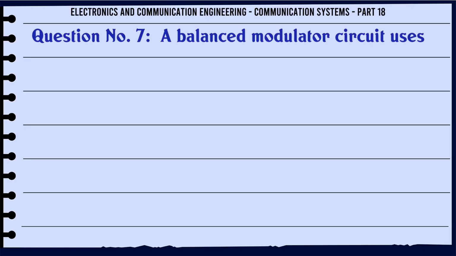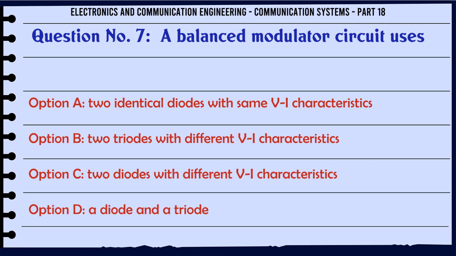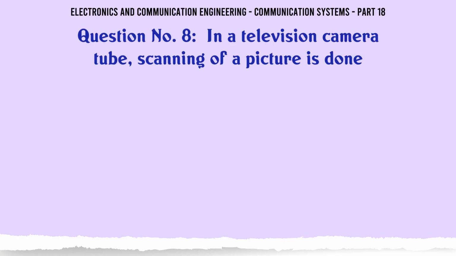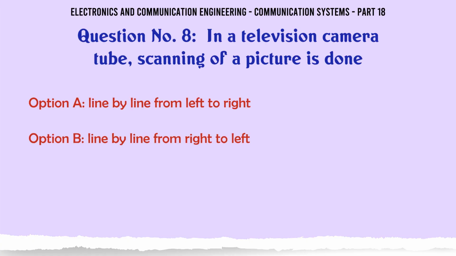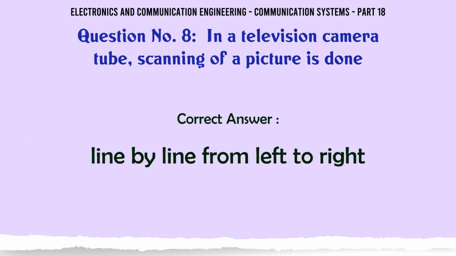A balanced modulator circuit uses A. Two identical diodes with same VI characteristics, B. Two triodes with different VI characteristics, C. Two diodes with different VI characteristics, D. A diode and a triode. The correct answer is two identical diodes with same VI characteristics. In a television camera tube, scanning of a picture is done A. Line by line from left to right, B. Line by line from right to left, C. Line by line from top to bottom, D. Line by line from bottom to top. The correct answer is line by line from left to right.